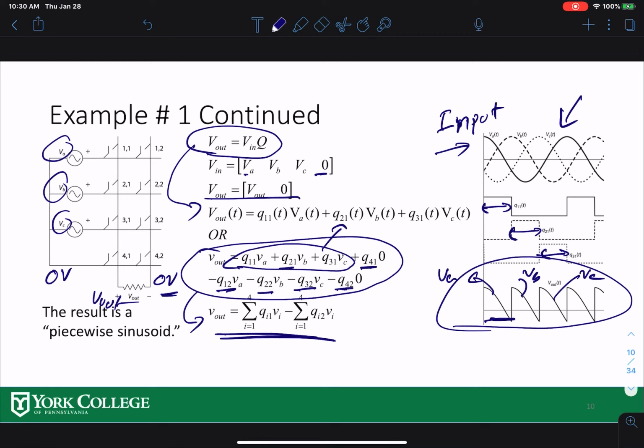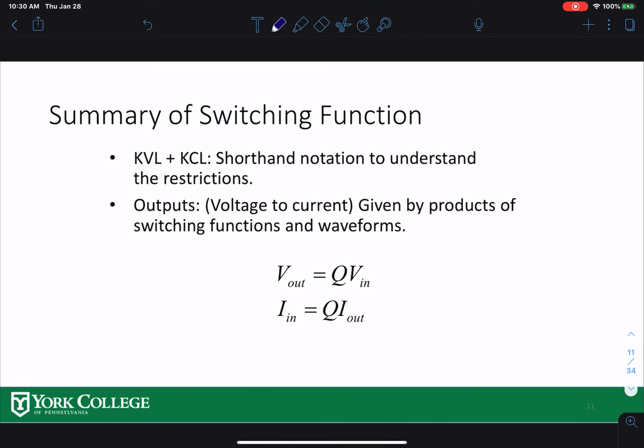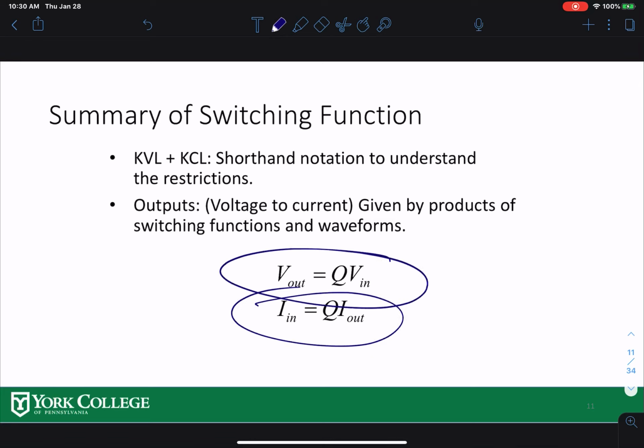So that's why the software algorithm can dictate what kind of output you want, how much you want, and how long you want it on. That will dictate what the output will be. So this is your output based on this switching action over here. All right. So in summary, you have V out is Q times V in. For the current it is the other way around: I in is Q times I out, because the input power should be the same as the output power, so V out times I out should equal V in times I in.